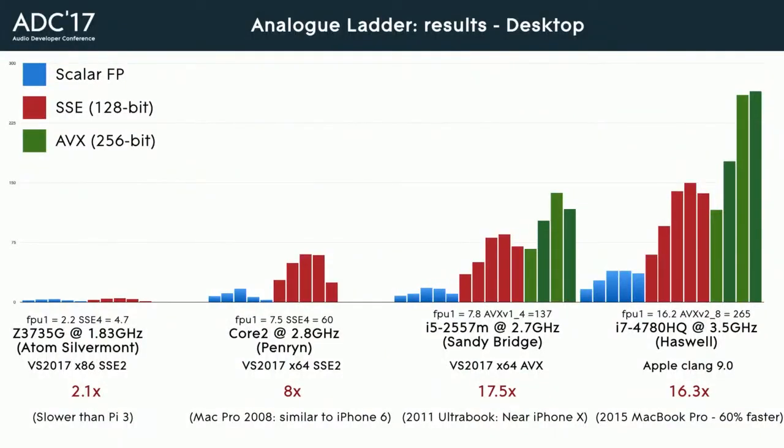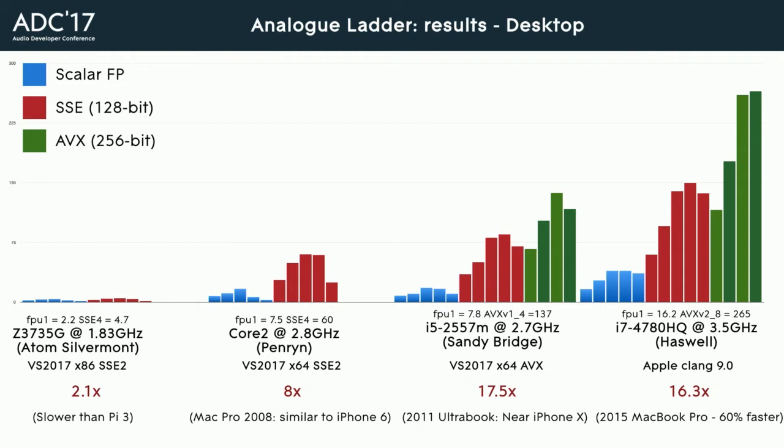Over on desktop, on Intel architectures, again, we can see a similar pattern. Don't buy an Atom to do audio processing on, at least not this kind of audio processing. We've got Core 2 there. That was a state-of-the-art machine 10 years ago. That's my old Mac Pro, which is on this benchmark a third as fast as a phone. Oh dear, poor old thing.